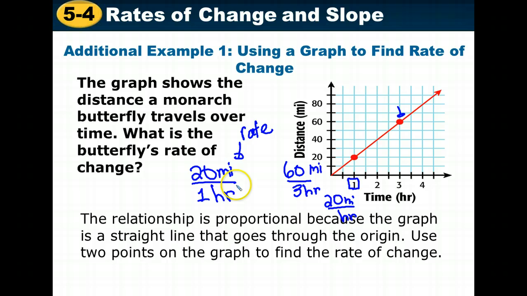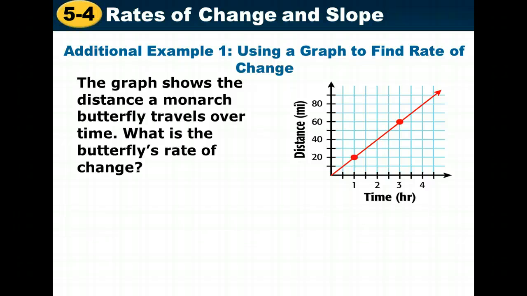Okay, so let's go ahead and recap. How do we find the rate of change? The main thing that we need is to get one point on the graph and then simplify it by simplifying the ratio. Okay, so here we are talking about distance over time.